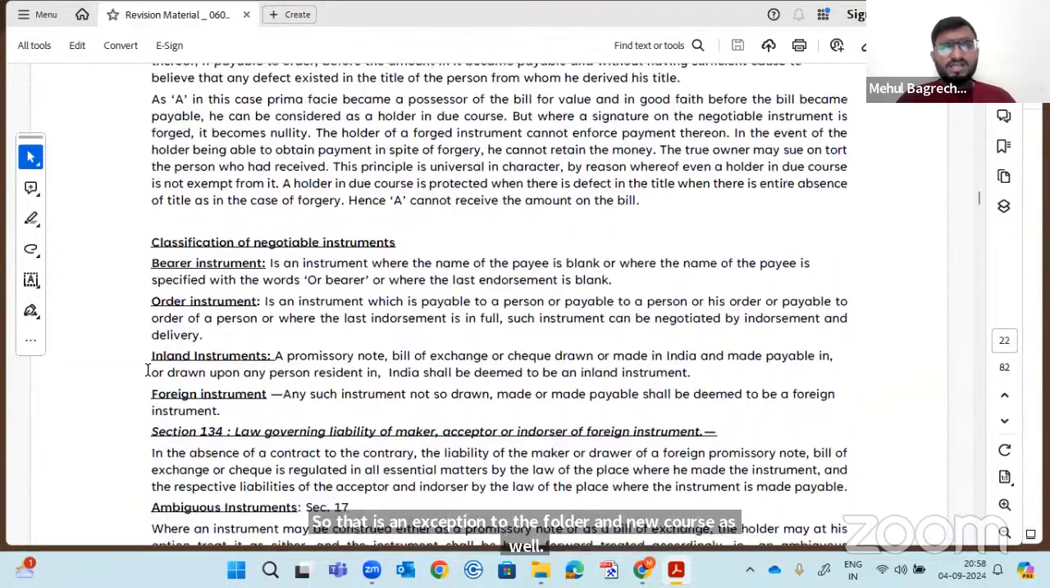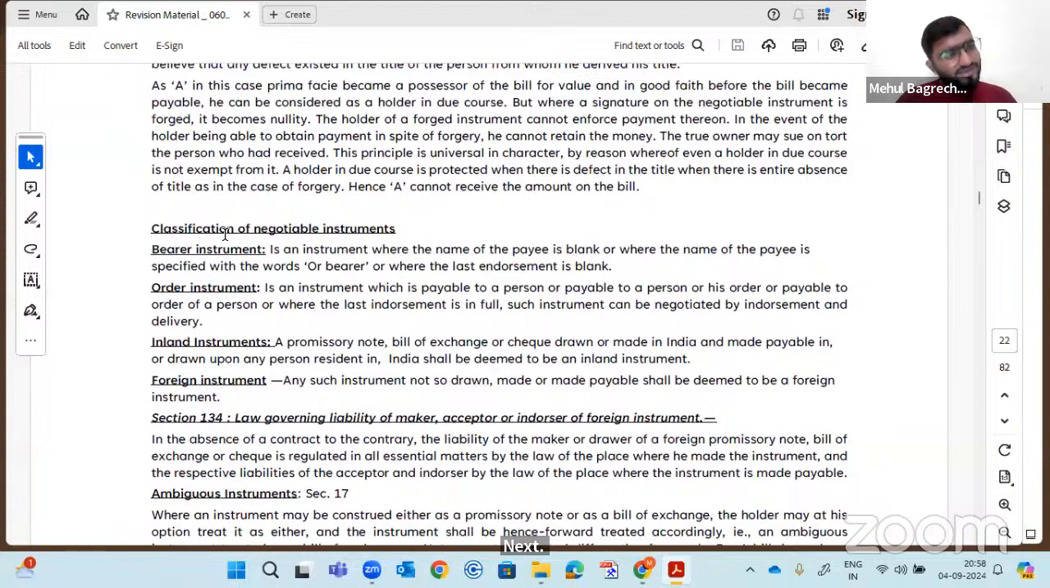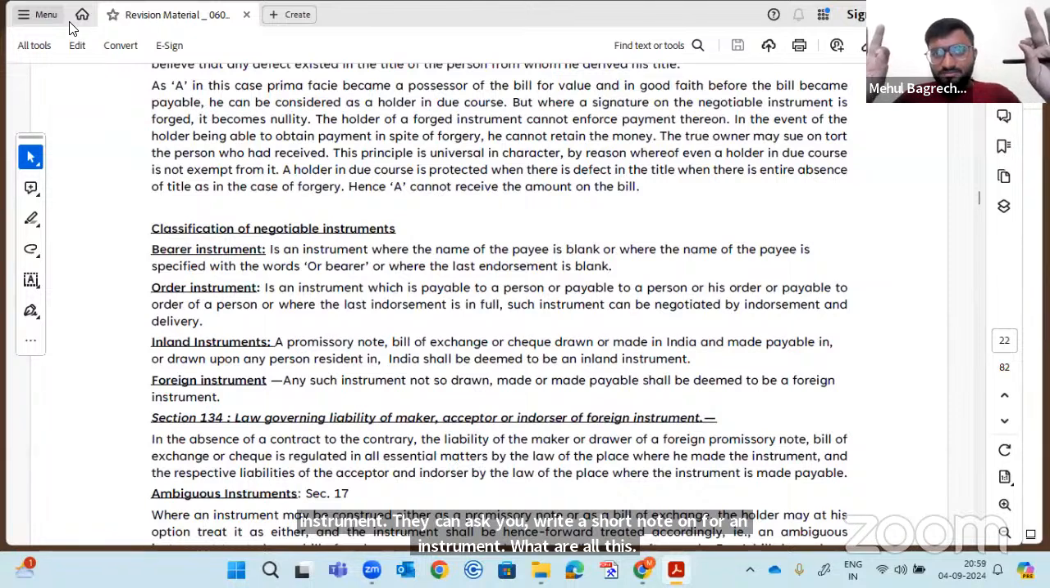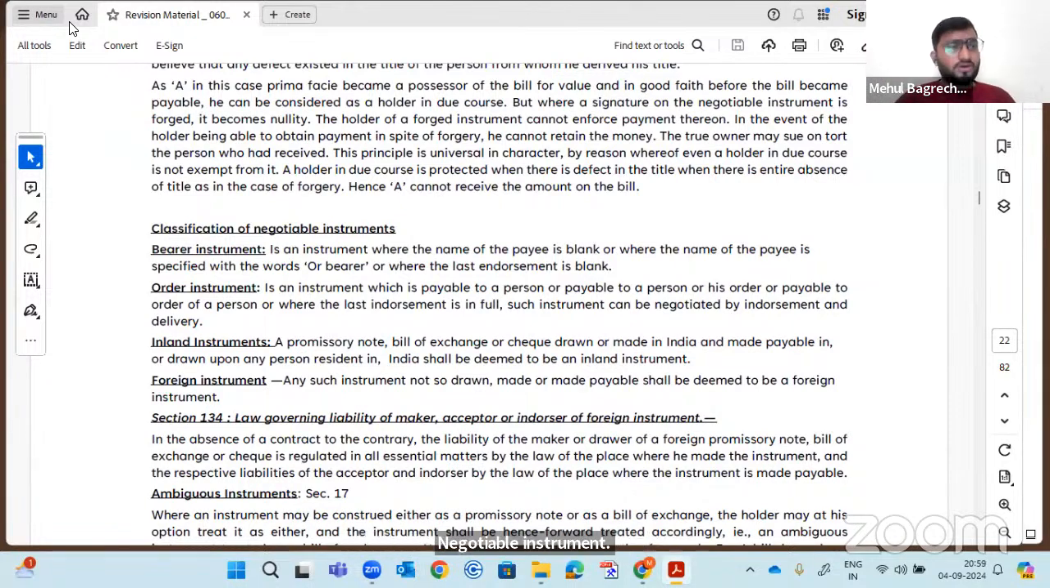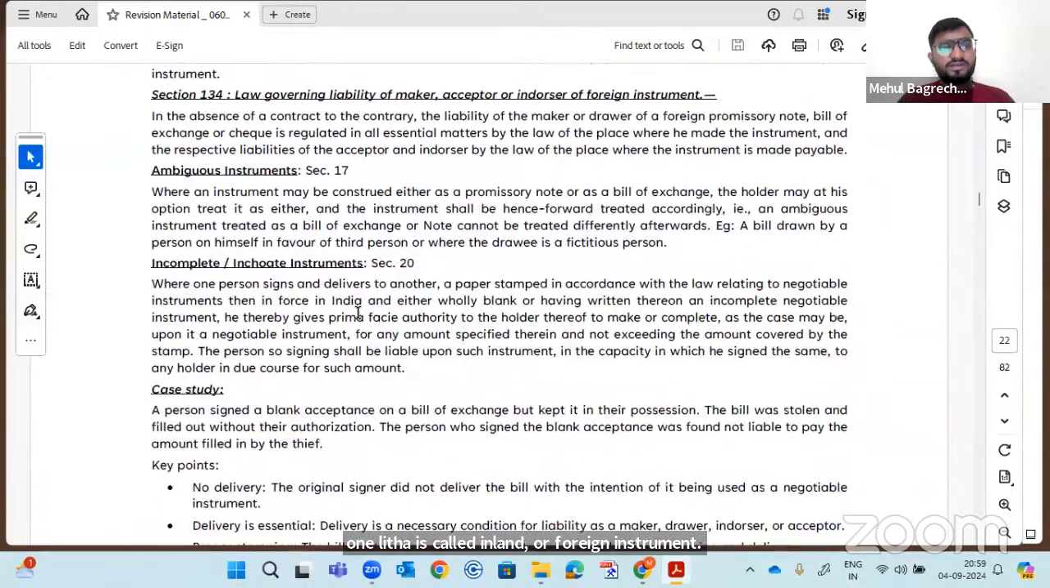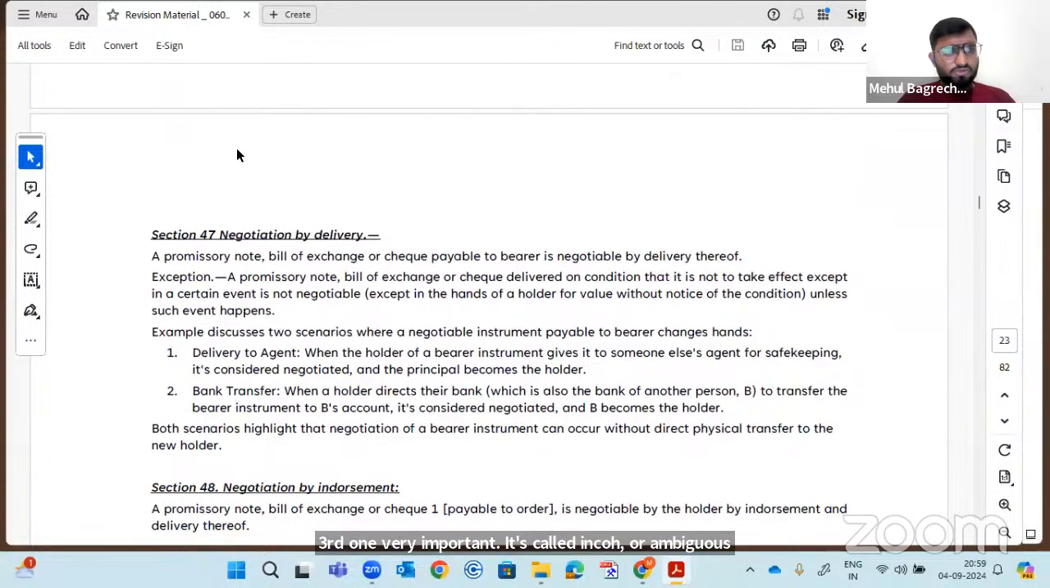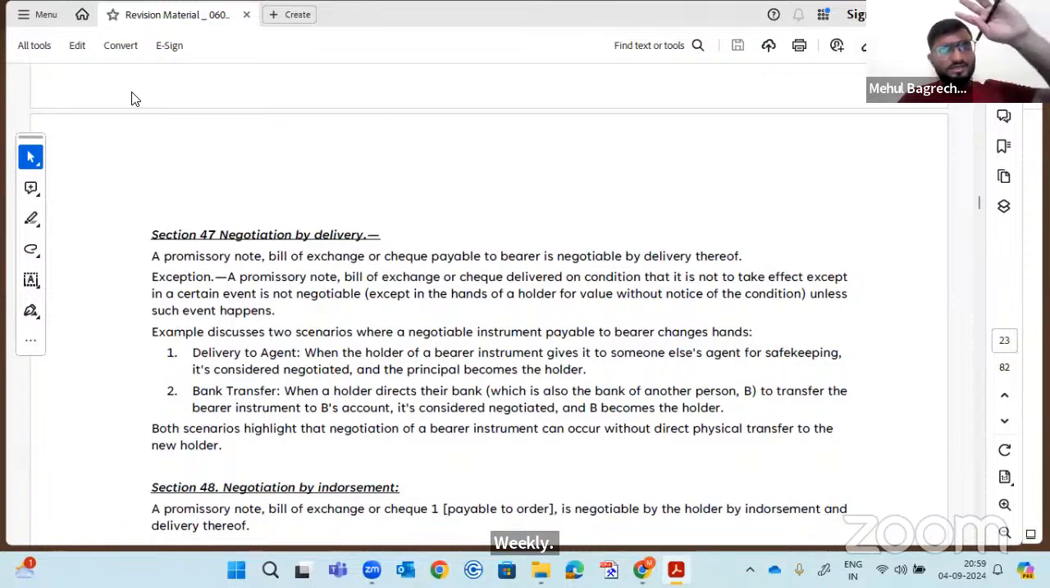Next, we went on to understand classification of negotiable instrument. Often asked in examination for a 4-marker. What are the classifications of negotiable instrument? They can ask you to write a short note on ambiguous instrument, or a short note on foreign instrument. Simple way to remember. Negotiable instrument, 4 types. First one is called order or bearer instrument. Second one is called inland or foreign instrument. Third one, very important, is the inchoate instrument, and the fourth one is called ambiguous instrument.